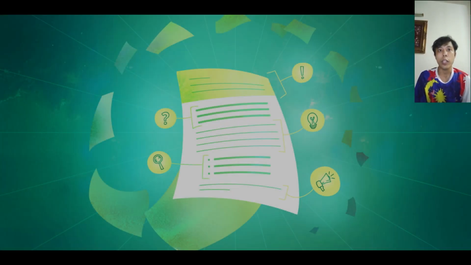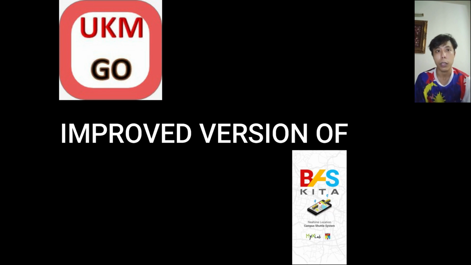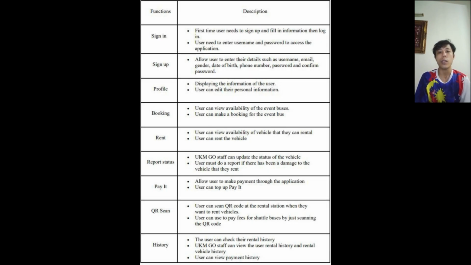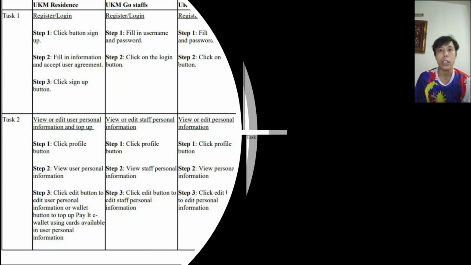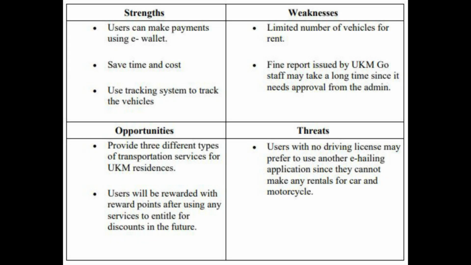After we identify all the problems on Basketer application, we then make a project proposal to develop an app interface which is UKM Go, and it is an improved version of Basketer application. We propose the new functions, services, and improvement based on the problem statements that were identified previously, and list out all the possible tasks the user can do. Also, we can call it user task analysis for our target user. We also did a SWOT analysis for our proposed app.